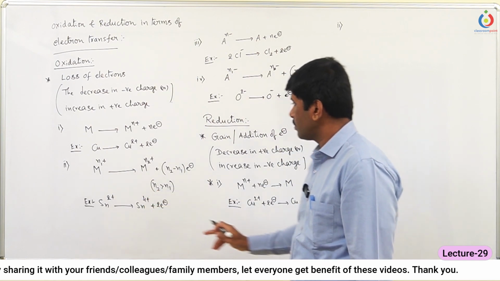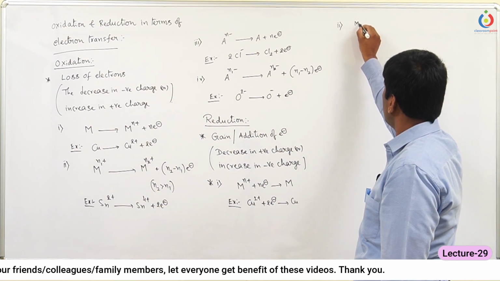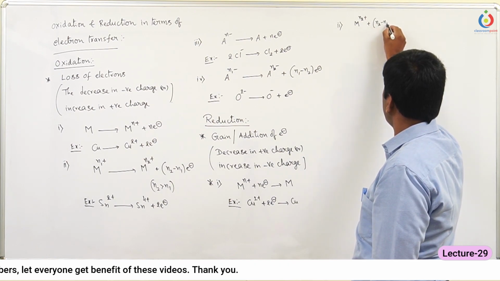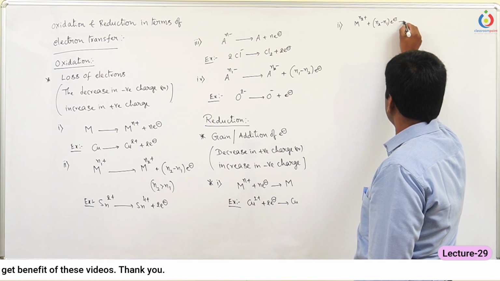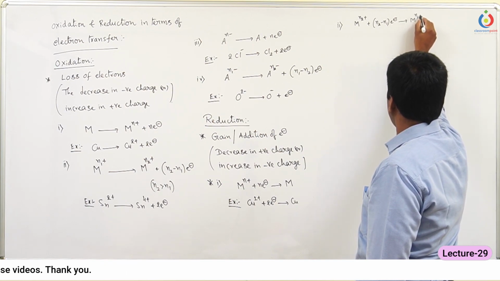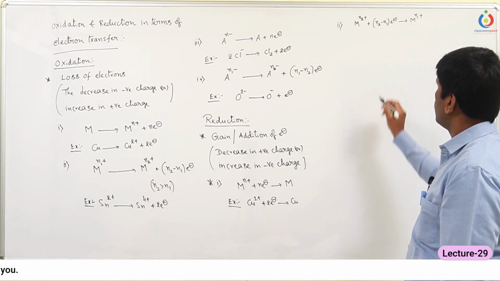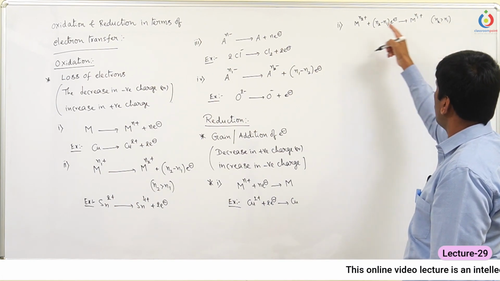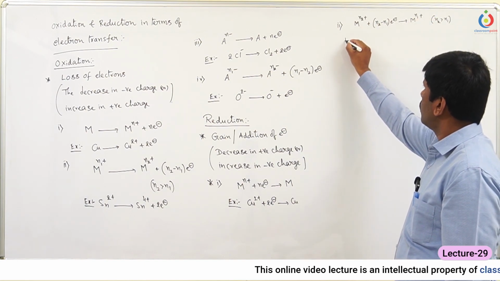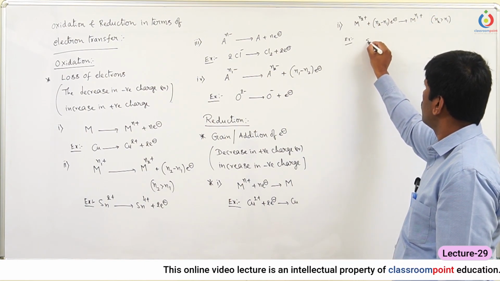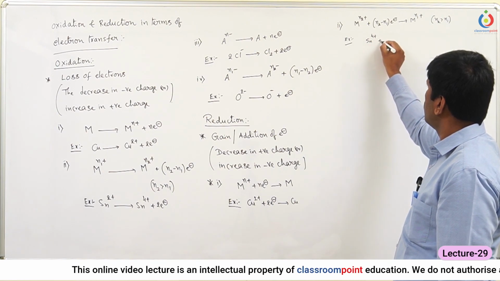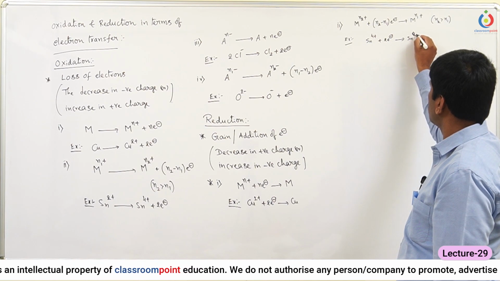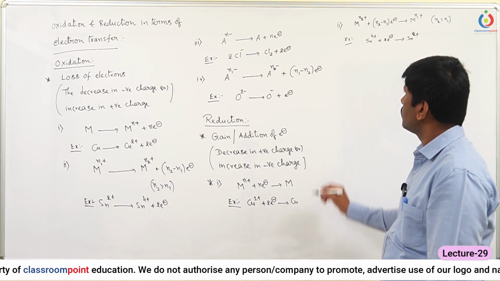Next, the same example again. M^n2+ plus (n2 minus n1) electrons gives M^n1+. Here n2 value is greater than n1 value, going from the higher value to the lower value. Example: Sn4+, by adding 2 electrons, gives Sn2+, and the value is decreased.